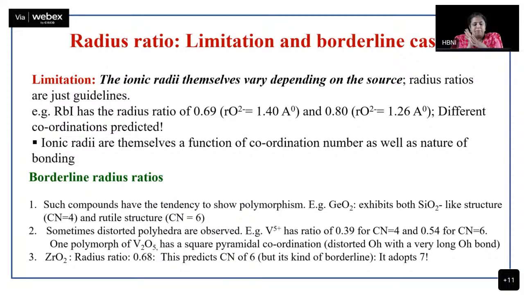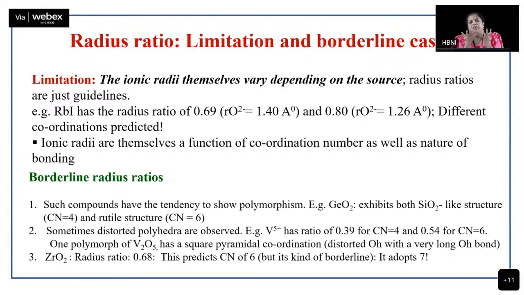Now, when we want to calculate the radius ratio, that is r cation by r anion. I hope I didn't mention it in the beginning, but let me mention it now. When I say radius ratio, by convention, it is smaller ion by bigger ion. And most of the time it is our cation which is smaller. So we say r_c by r_a.